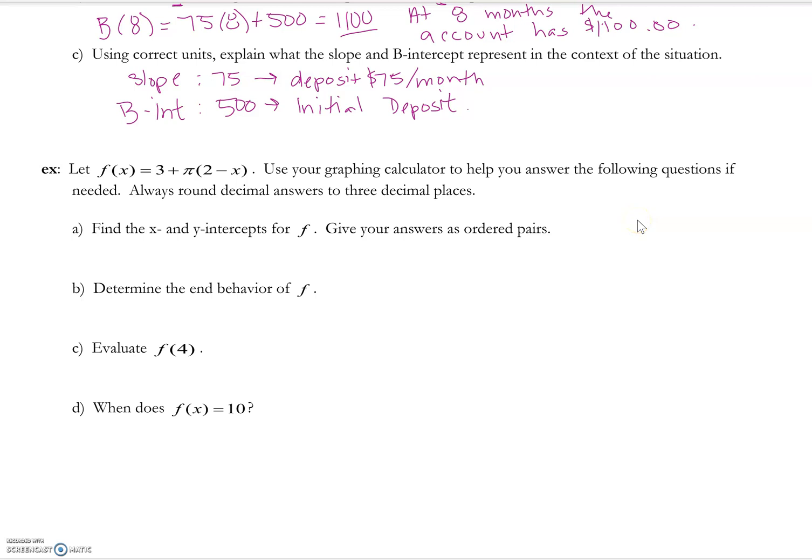For our last example in the 1.3 notes, we will need our graphing calculator. It says let f of x equal 3 plus pi times 2 minus x. Use your graphing calculator to help you answer the following questions if needed. Always round decimal answers to 3 decimal places.